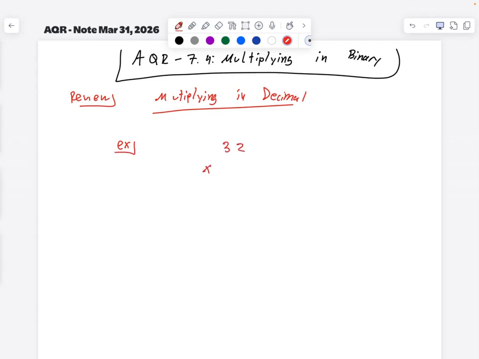32 times 58. We want to multiply this. This is how we did it. We'd start with the single digits place, the 8, and we're going to multiply it by the 2, which gives me 16, and then we multiply the 8 times 3, which is 24, plus the 1, 25.